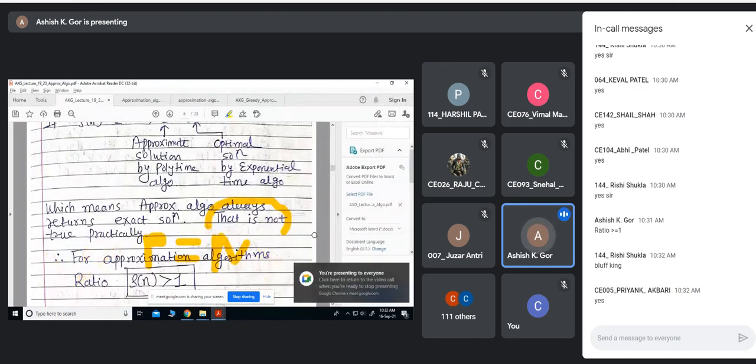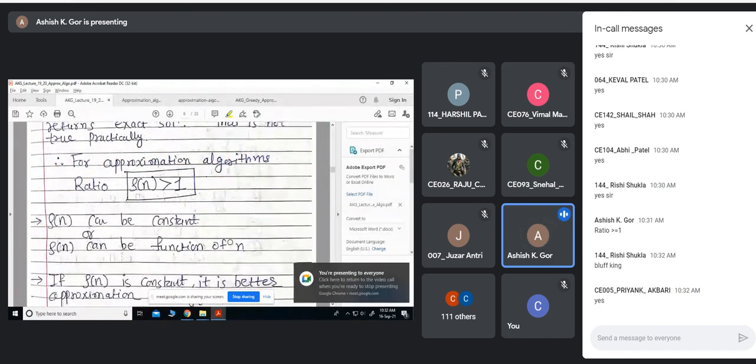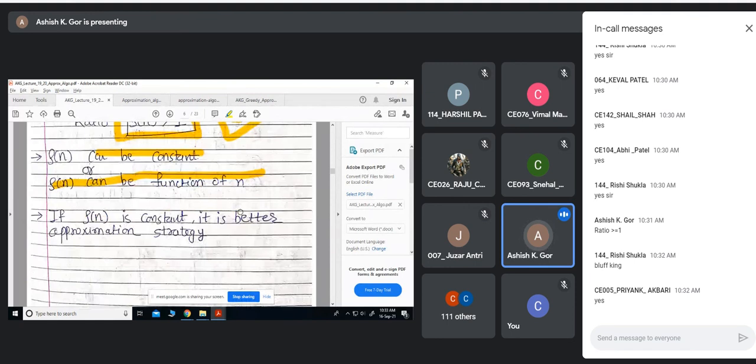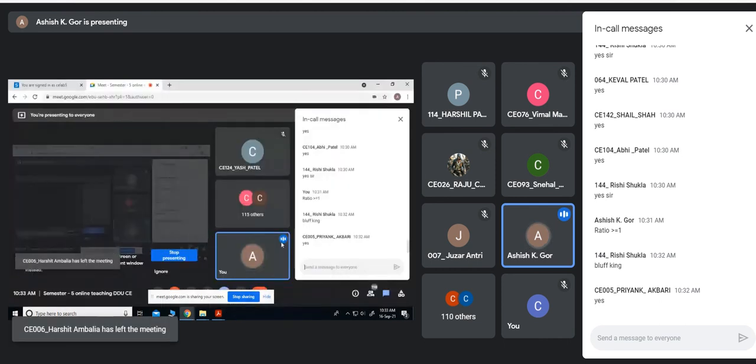So normally we write that rho n is greater than 1, which is very reasonable and correct. As I mentioned, rho n can be a constant, or rho n can be a function of n. If rho n is constant, it is a better approximation strategy. So remember, what are the takeaways from this discussion?